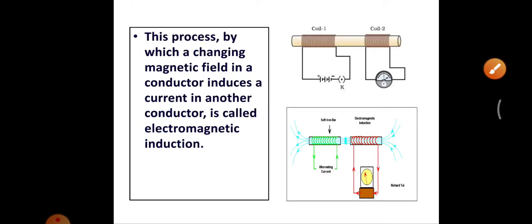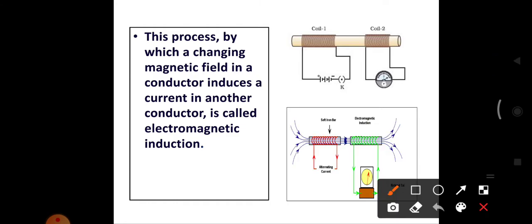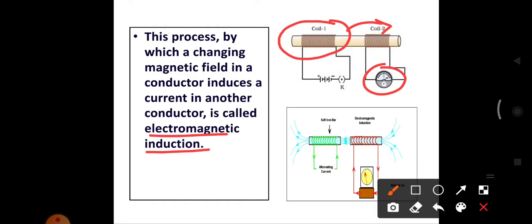So the process by which a changing magnetic field in a conductor induces a current in another conductor is called electromagnetic induction. Do you understand what is meant by electromagnetic induction? When we change the current in coil 1, we can induce a current in coil 2. Such a process is called electromagnetic induction.